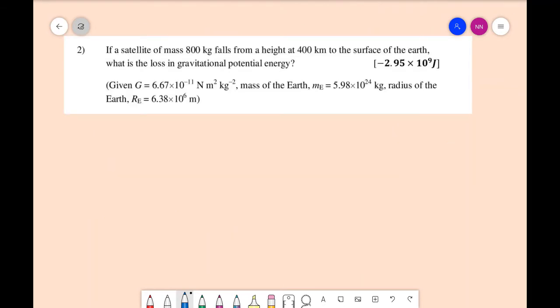Number 2. If a satellite of mass 800 kilograms falls from a height of 400 kilometers to the surface of Earth, what is the loss in gravitational potential energy? So it is the delta U.